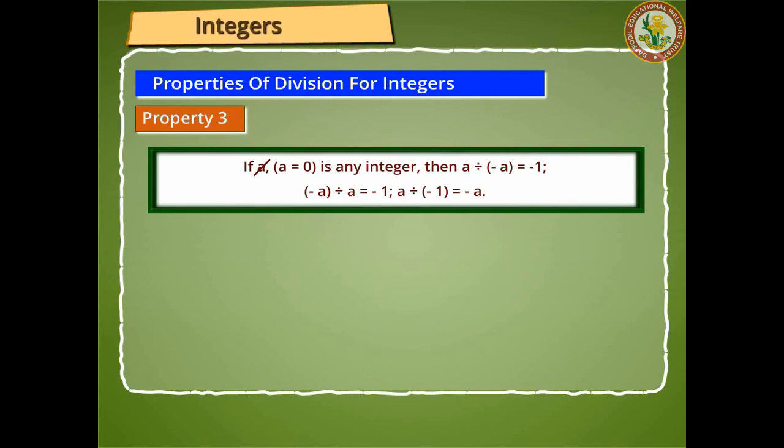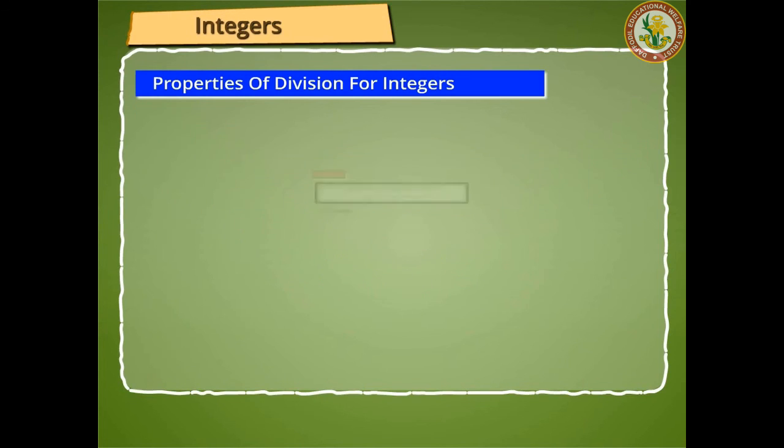Property 3. If a is not equal to 0 is any integer, then a ÷ (-a) = -1, (-a) ÷ a = -1, a ÷ (-1) = -a. For example, 5 ÷ (-5) = -1 and -8 ÷ (-1) = 8.